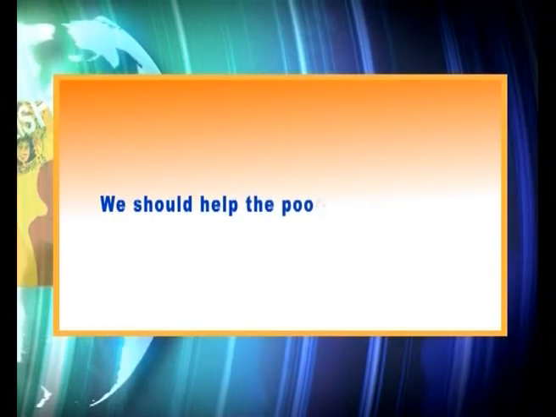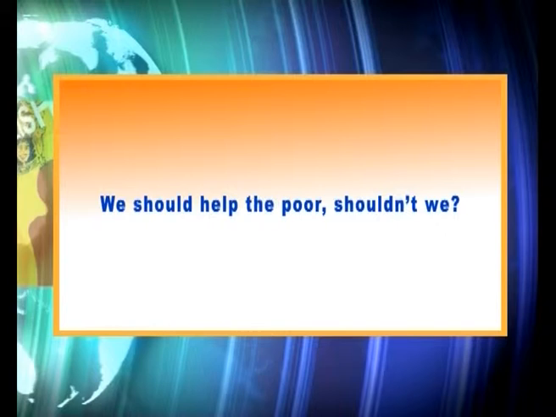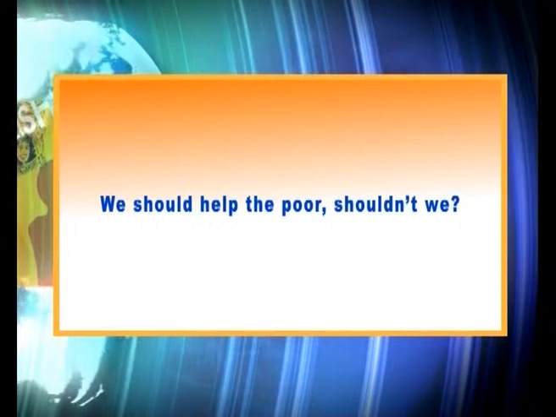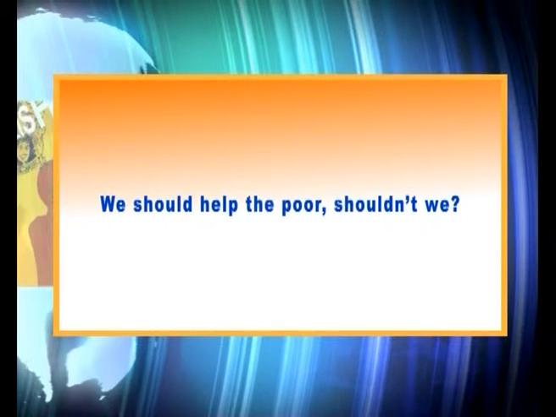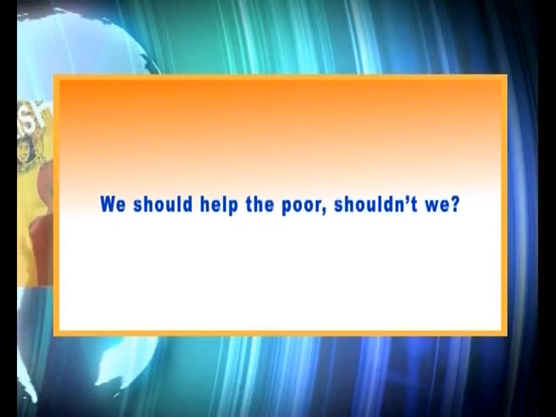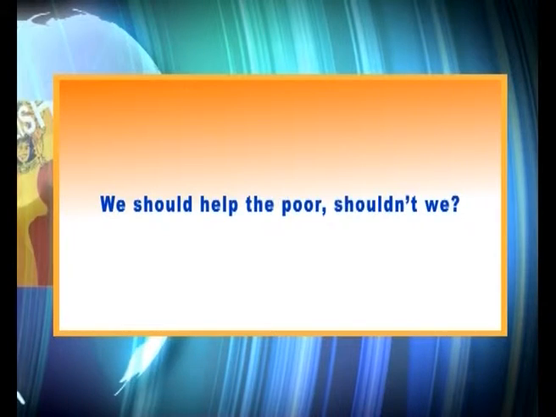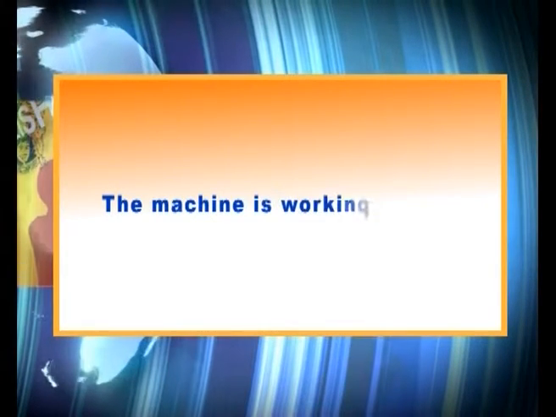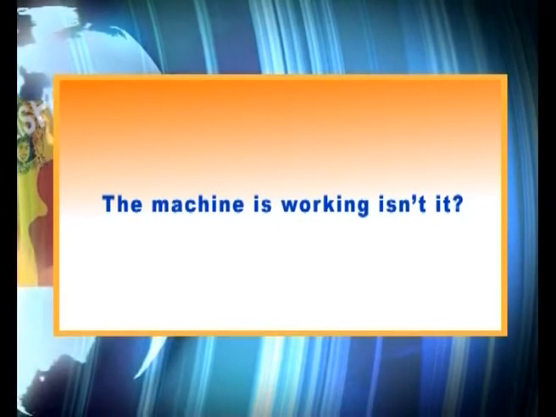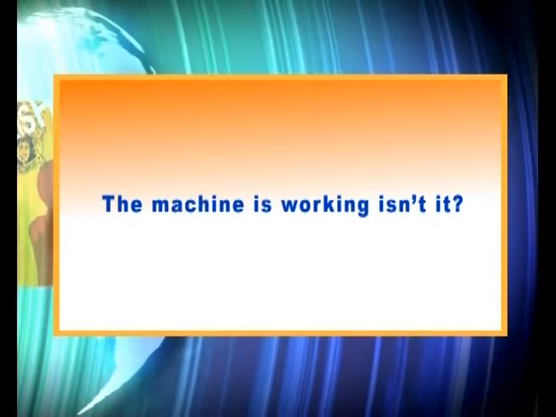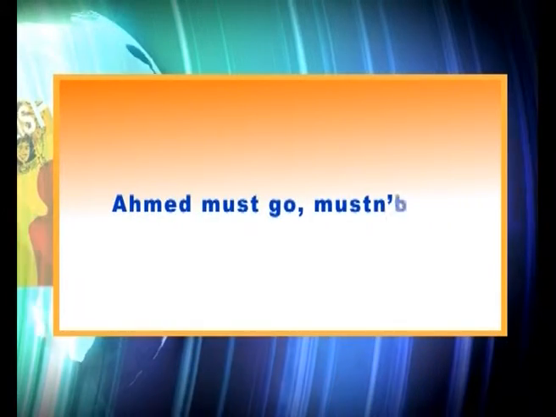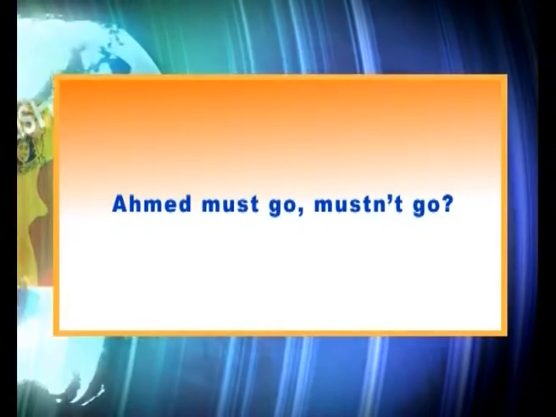For example, we should help the poor, shouldn't we? So in this sentence, should is the helping verb and help is the main verb, and should is going to be repeated, and this will change into negative form because the main sentence is positive. Second example, the machine is working, isn't it? So here the helping verb, I hope you can guess, is is, and the main verb is working. Third sentence, Ahmed must go, mustn't he? Must is a helping verb and go is a main verb.